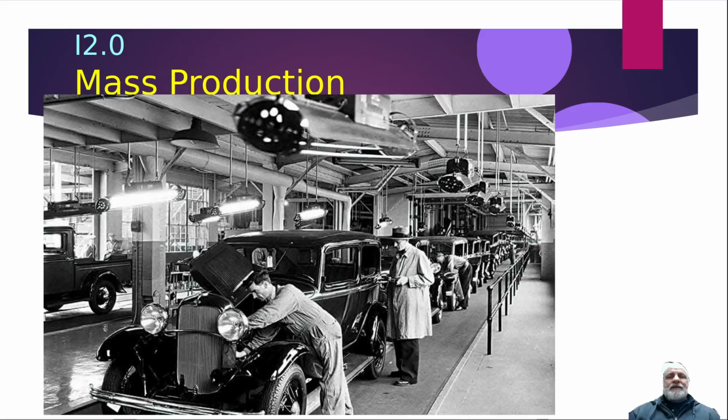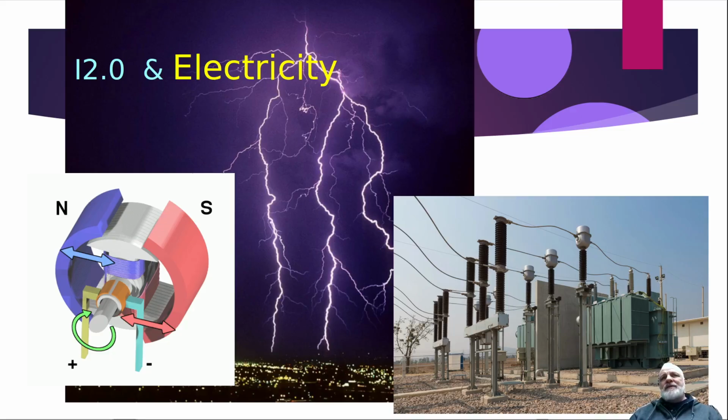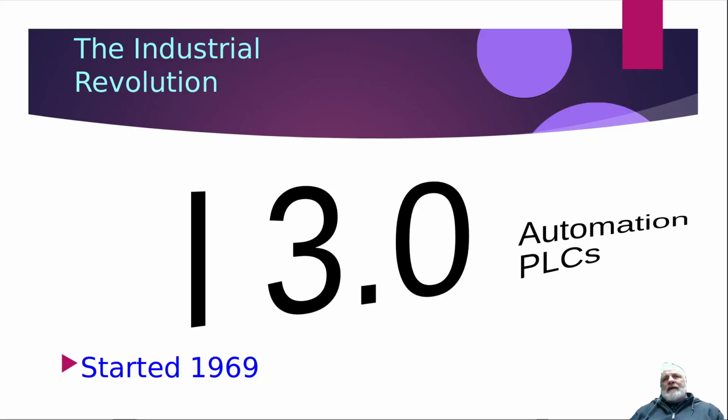So by using mass production, and especially including the assembly line, where each person has a specific task to get done, they were able to increase production greatly. The other big thing was the use of electricity. Electricity was cleaner and gave you a little bit more control of what's happening there. All right. So around 1969, the first PLC was created, which really produced automation.